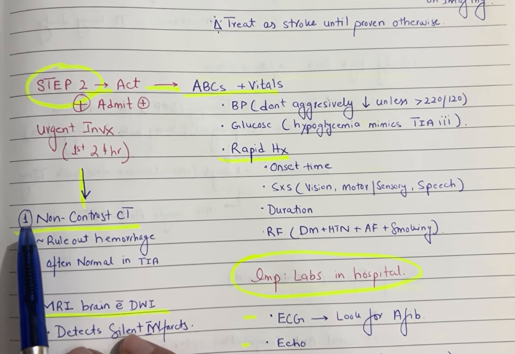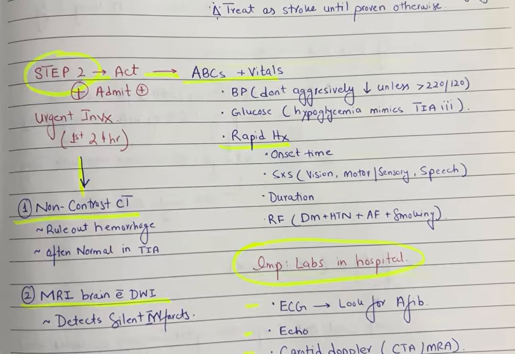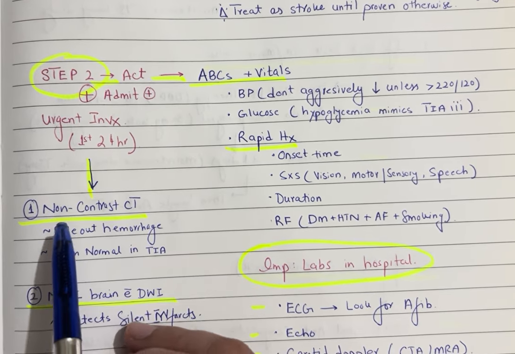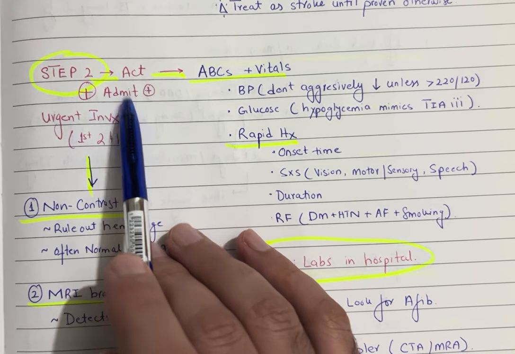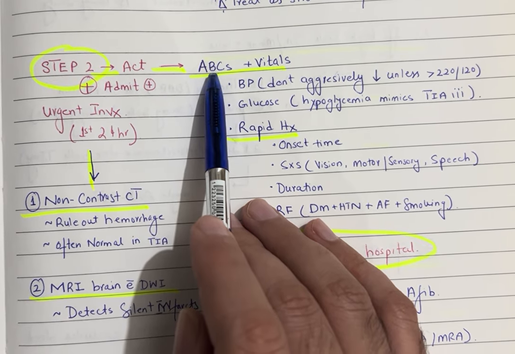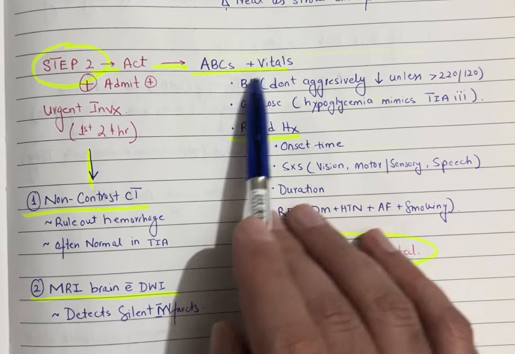Okay, so once you suspect the patient might have TIA and he is near to developing a stroke, what will be your steps in preventing that stroke from happening? So your step 2 will always be to act, and you will think about admission. In ACT, you have to always search for the ABCs and vitals. You have to do this part.